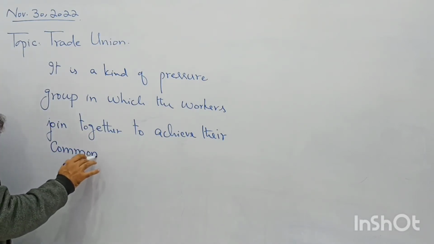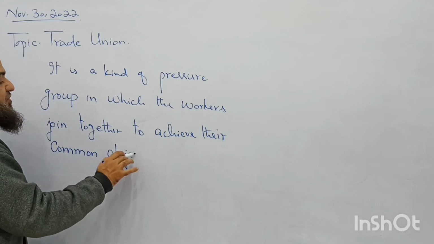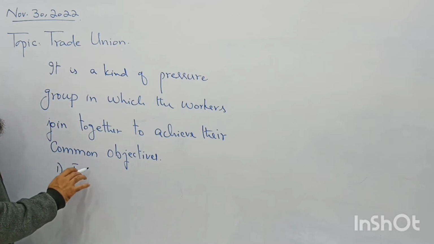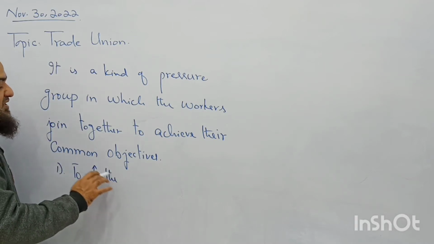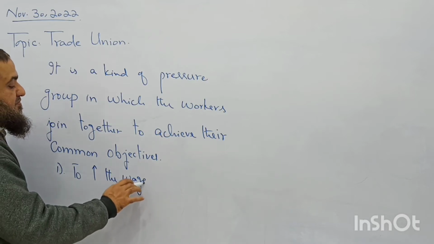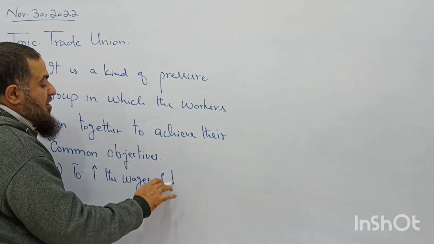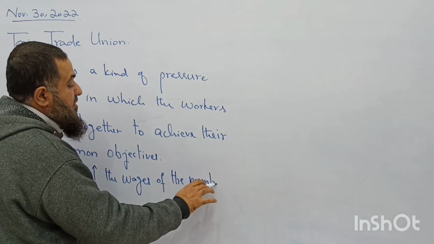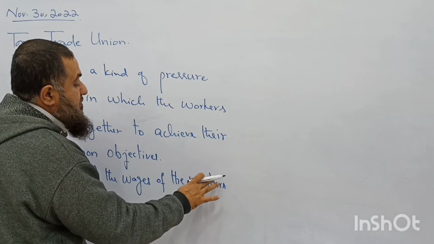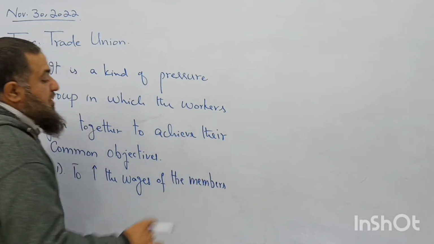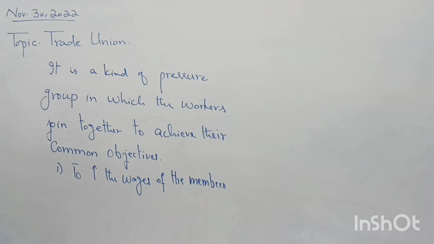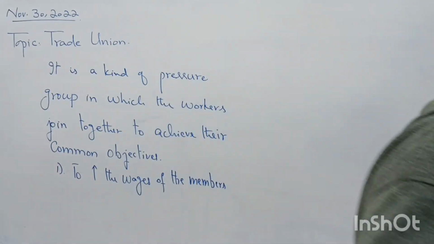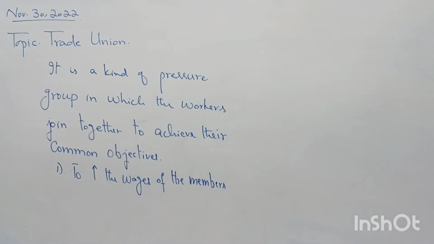So what are their common objectives? Do you know what their common objectives are? The first one is to increase the wages of the members. When they are going to deal with the employers, the most primary and important objective is to increase the wages of their members.